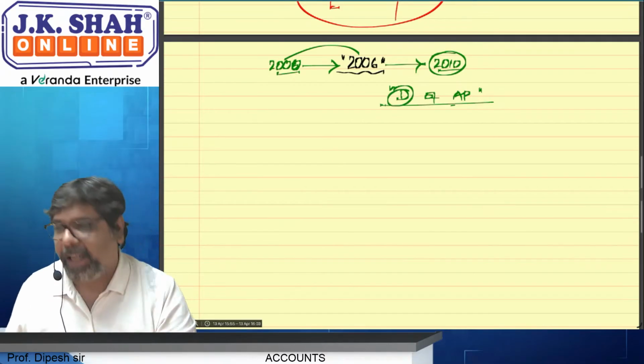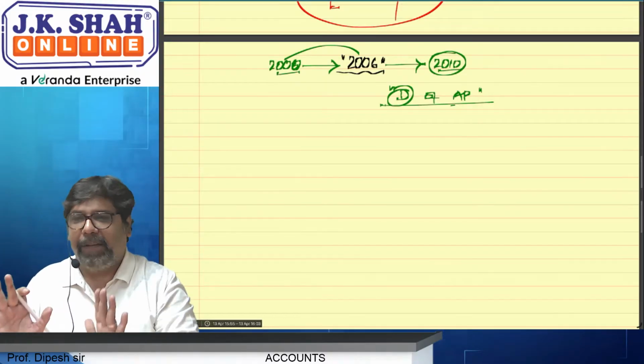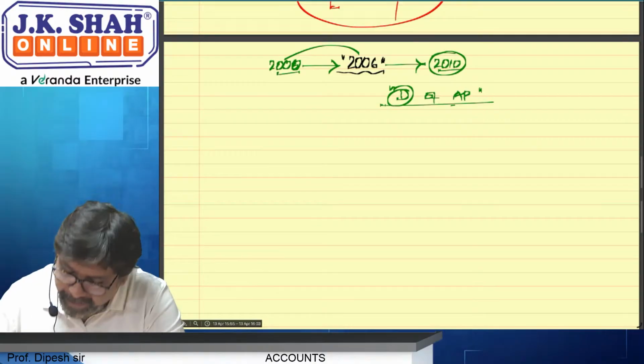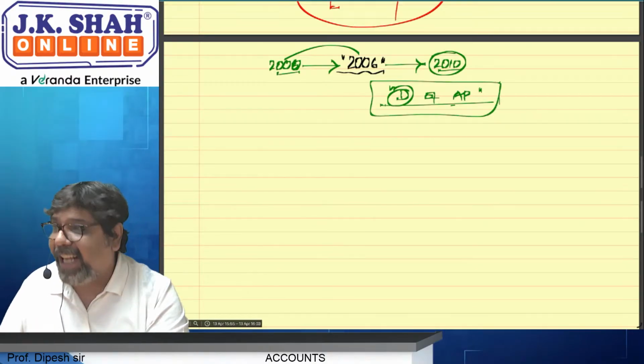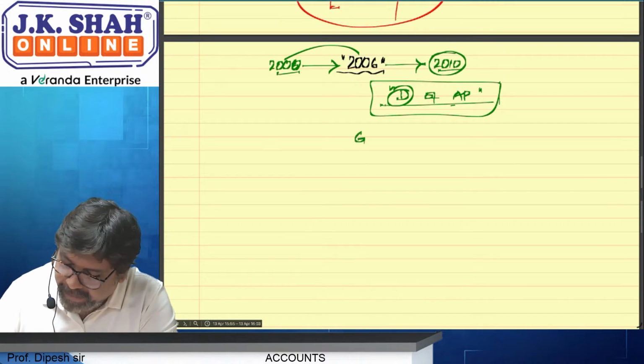Disclosure. Where do you disclose accounting policy? Anywhere after accounts you have to disclose, but you are supposed to disclose in one place. Where are you supposed to disclose? General purpose financial statements.